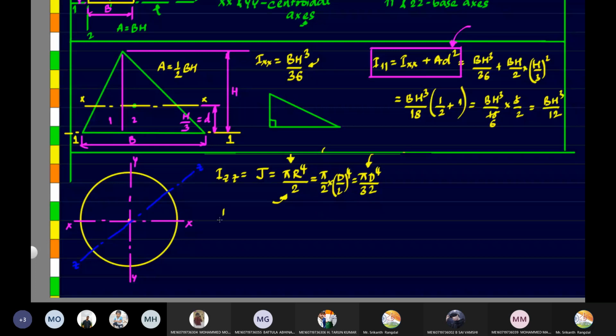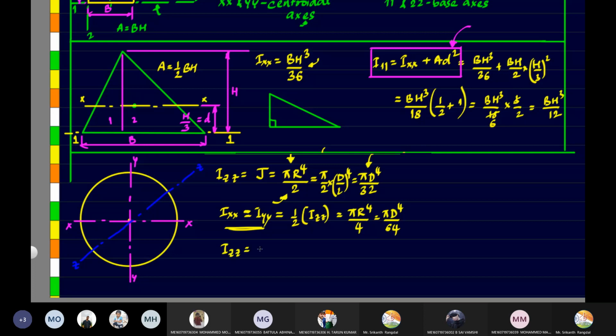Anyway, now IXX and IYY both will be equal, and they will be half of the IZZ. Fine. So putting this in the formula, we get pi r power 4 by 4, or in terms of diameter, pi d power 4 by 64. Okay. So IXX and IYY both are like this. And what is the relation between IZZ and IXX?